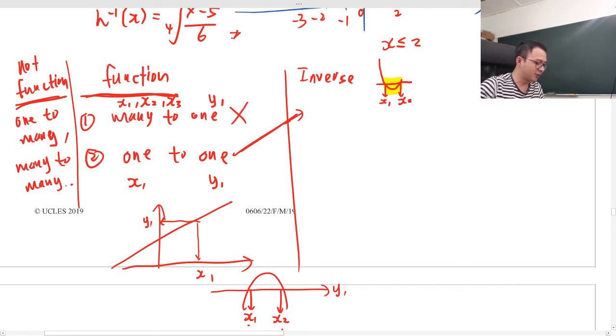Right, so therefore, functions only have two types, many to one and one to one. An inverse function can only be one to one. Alright, so I hope you can understand.